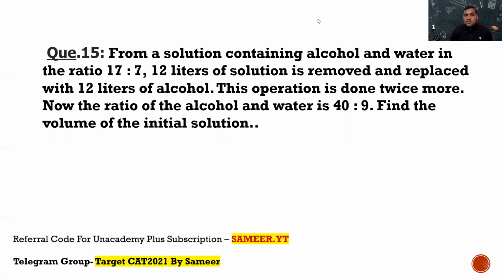So 12 questions of profit and loss, and there are 3 more questions of mixture and solution. Let's do this question. See, what do we have in this particular question? It says from a solution containing alcohol and water in the ratio of 17:7, 12 liters of solution is removed and replaced with 12 liters of alcohol.